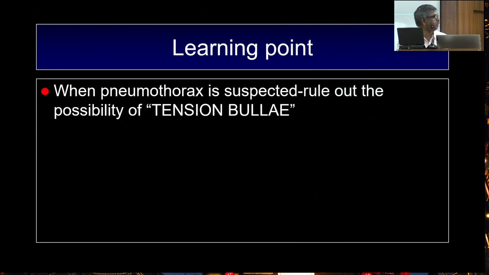And the learning point is, whenever a pneumothorax is suspected in a patient with acute onset of breathlessness, think of the possibility of a tension bulla before deciding on putting a tube. If there is confusion, consult your senior or a radiology colleague.